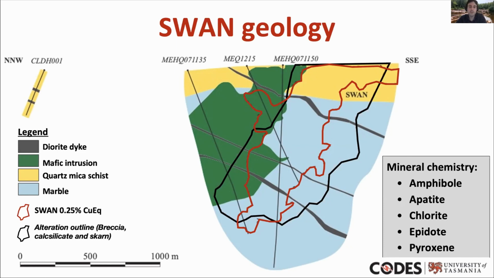So can we actually find some bigger trends associated with the mineral chemistry? In terms of mineral chemistry, for this project we've looked at amphiboles, apatite, chlorite, epidote, and pyroxene. I'll present the amphibole here, and I'll show a summary of everything else.